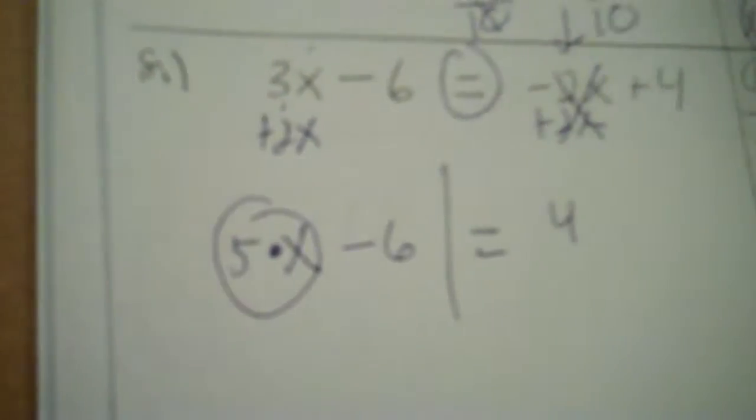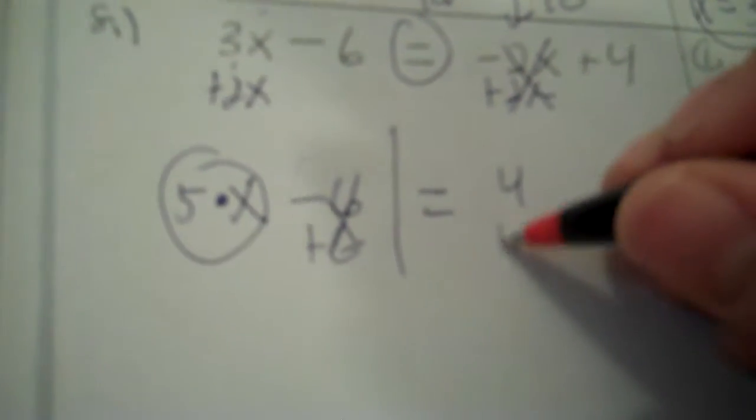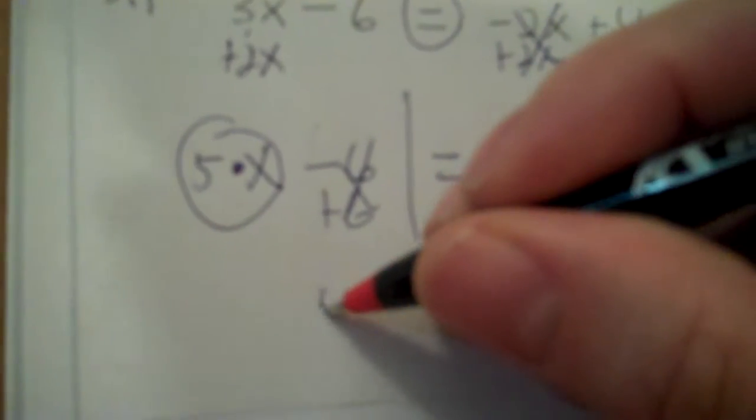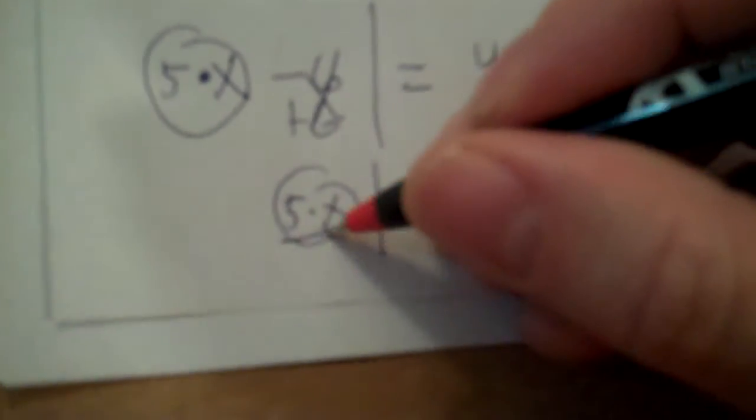Okay, you got 2 more steps because we have 2 numbers. So minus 6, that's going to be a plus 6 to get rid of the minus 6. Then we divide by 5 to get rid of the times 5. So we plus 6, plus 6. 4 plus 6 is 10. And then 5 times x sits over here. Okay. Then we get rid of the times 5 by dividing by 5. Okay, 10 divided by 5 is 2.